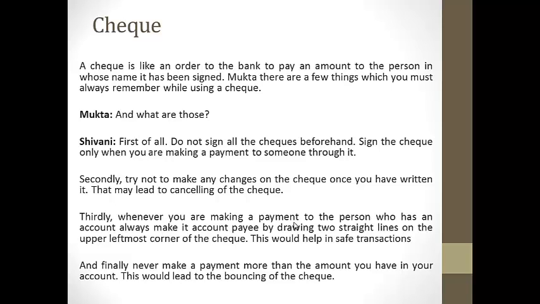Thirdly, whenever you are making a payment to the person who has an account, always make it account pay by drawing two straight lines on the upper leftmost corner of the check. This would help in safe transactions. And finally, never make a payment more than the amount you have in your account. This would lead to the bouncing of the check.